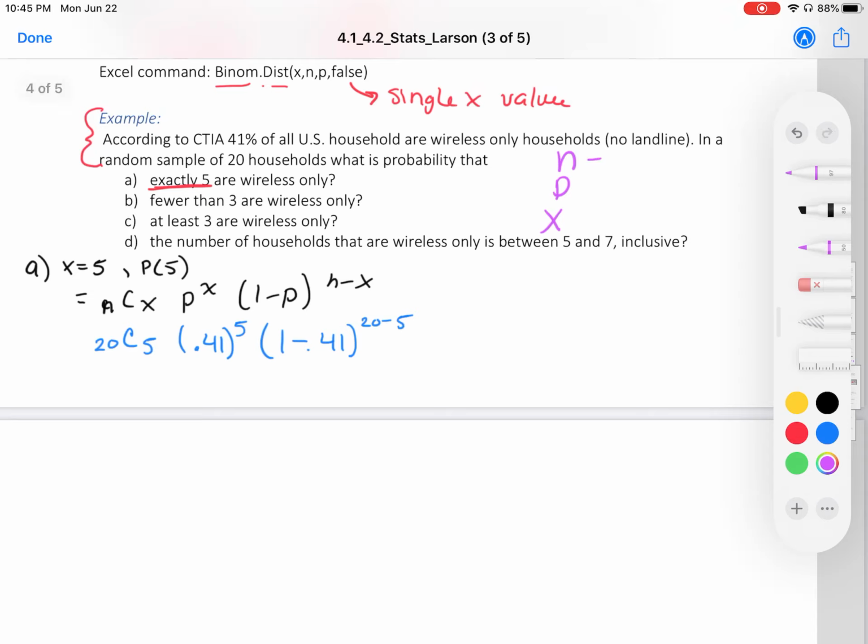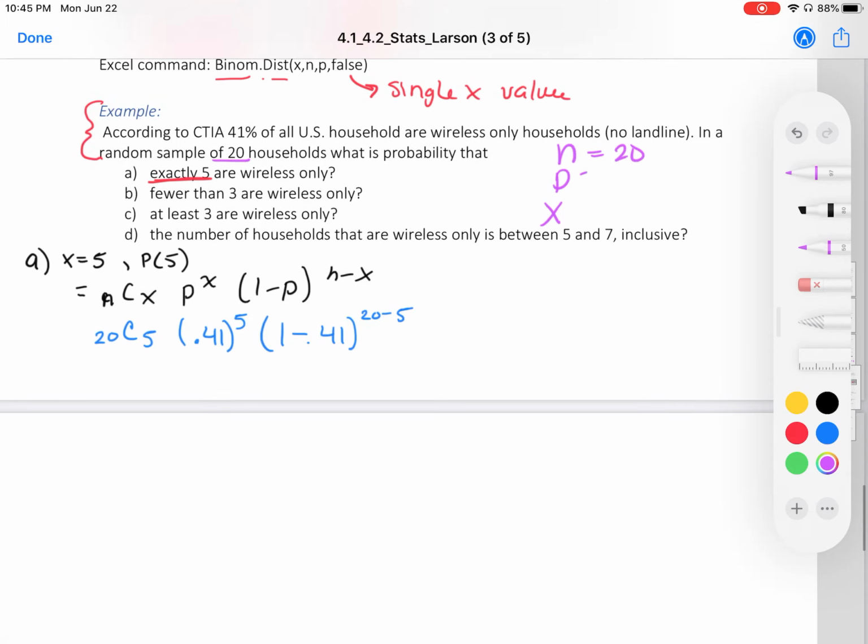Our n is our total. We have 20 people in this sample, right? Our P is always your percent. So 41%, our probability is 0.41. And X, that's the number that's going to vary for each one of these questions. That will be your X.